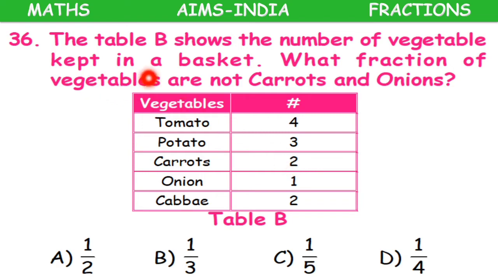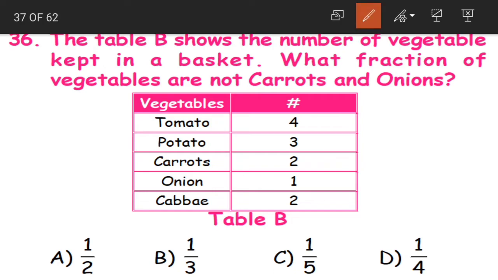Next. The table shows the number of vegetables kept in a basket. What fraction of vegetables are not carrots and onions? What do we want? The fraction of vegetables that are not carrots and onions. So let us remove these and count the number of vegetables. 4 plus 3, 7. 7 plus 2, 9. Divided by, now the denominator will be what? The total number of vegetables. 7, 9, 10, 11, 12. So 9 by 12 is our answer here, children.